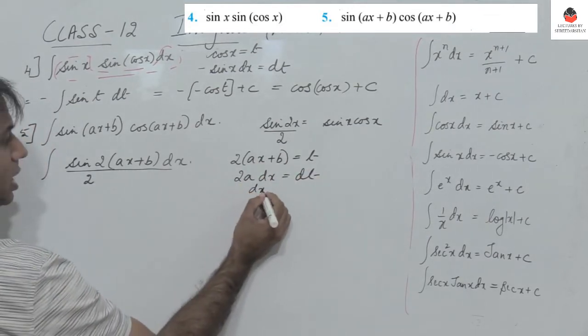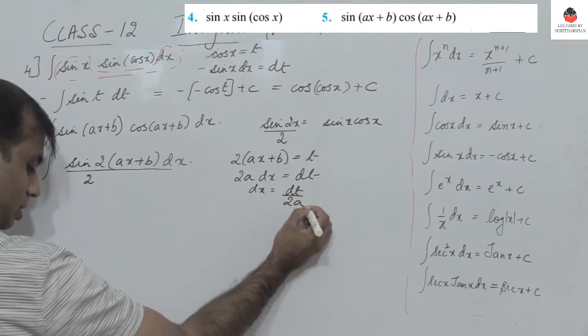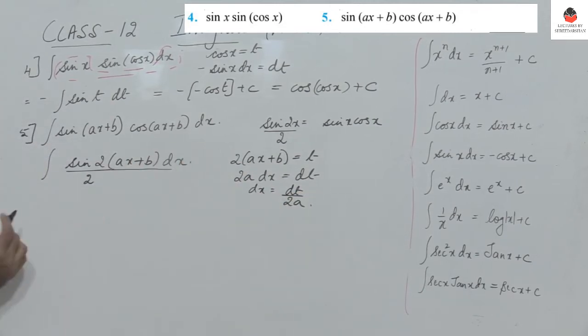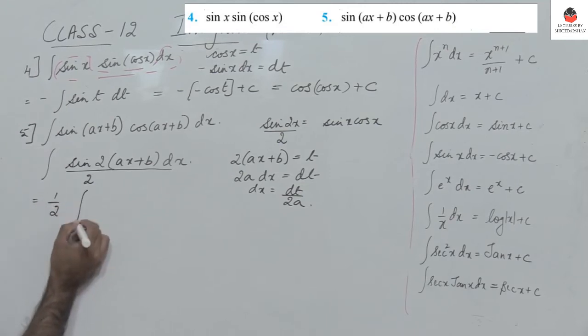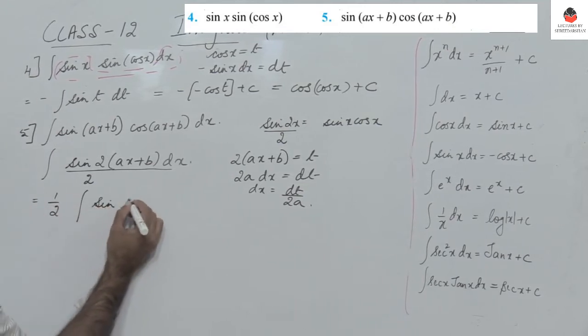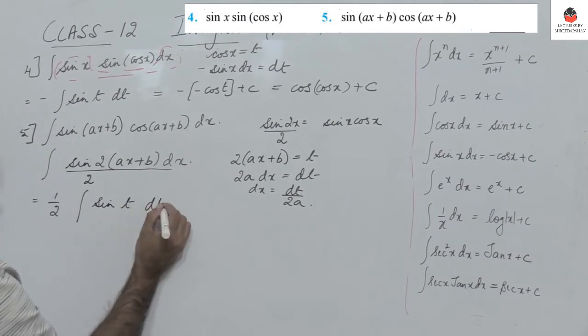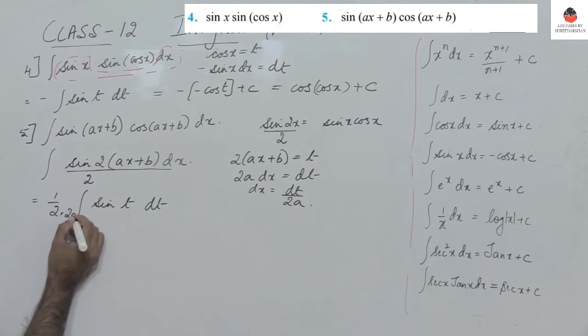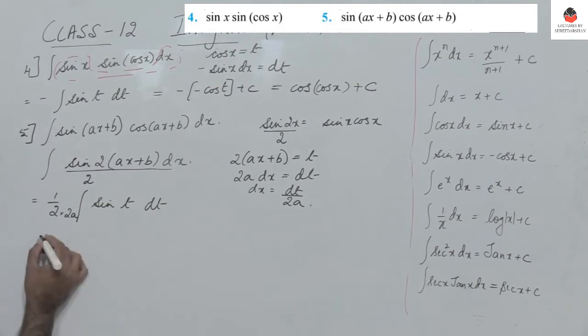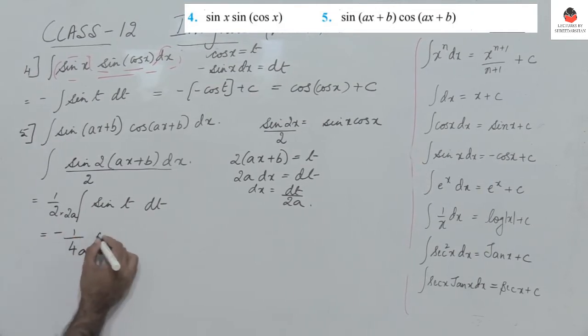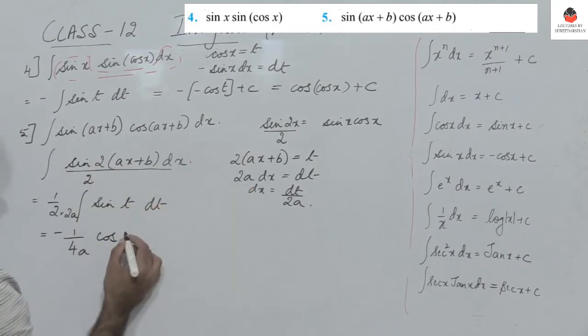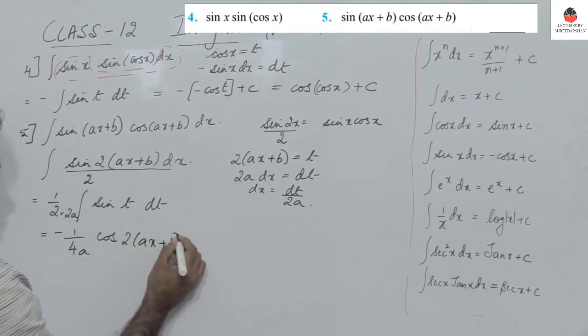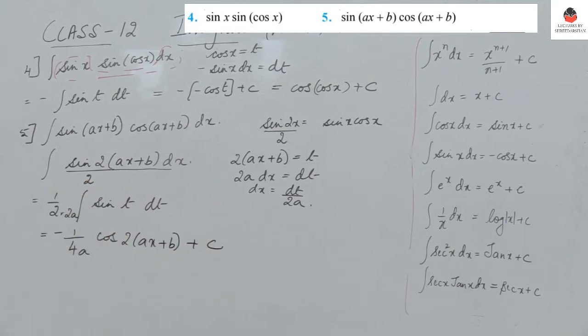Right? So what is dx? Dx is equal to dt divided by 2a. So let's perform the substitution. So I have 1 by 2 integral sine t, and what is dx? Dx is dt divided by 2a. So into 2a. So we know that integral of sine t is minus cos t. So I have 1 by 4a with a negative sign cos t. What is t? It is 2 into ax plus b plus c. So I have skipped one step. I have directly substituted t as 2 into ax plus b. So this is the final answer.